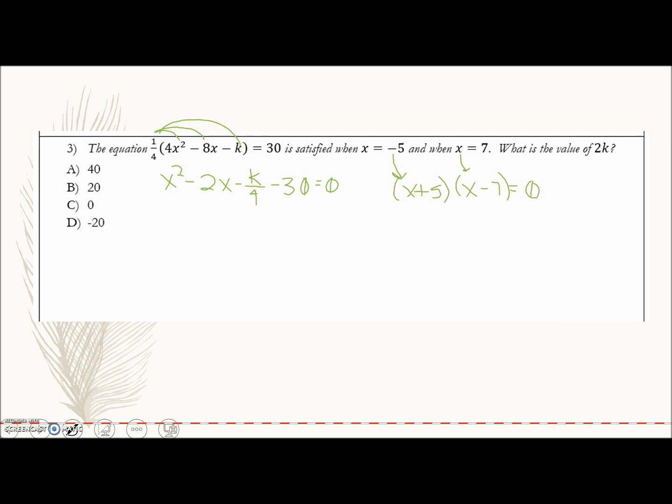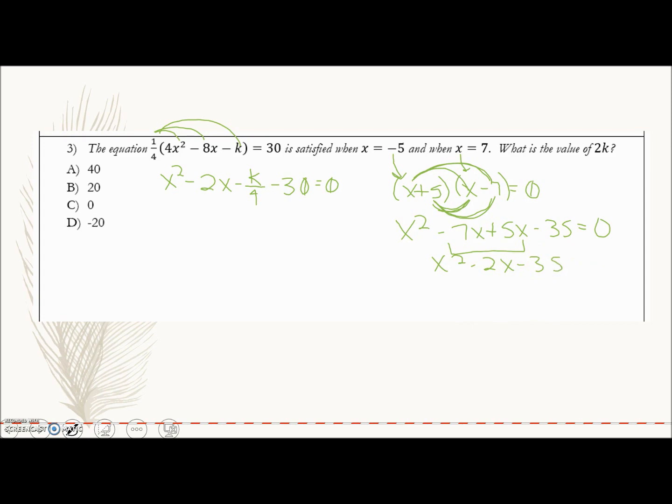The first thing I need to do is distribute this, or use the box method. Either way, I'll do the FOIL. So x times x is x squared. X times -7 is -7x. Inside, 5 times x is 5x. And the last is -35. And then I clean it up. That's x squared minus 2x minus 35.